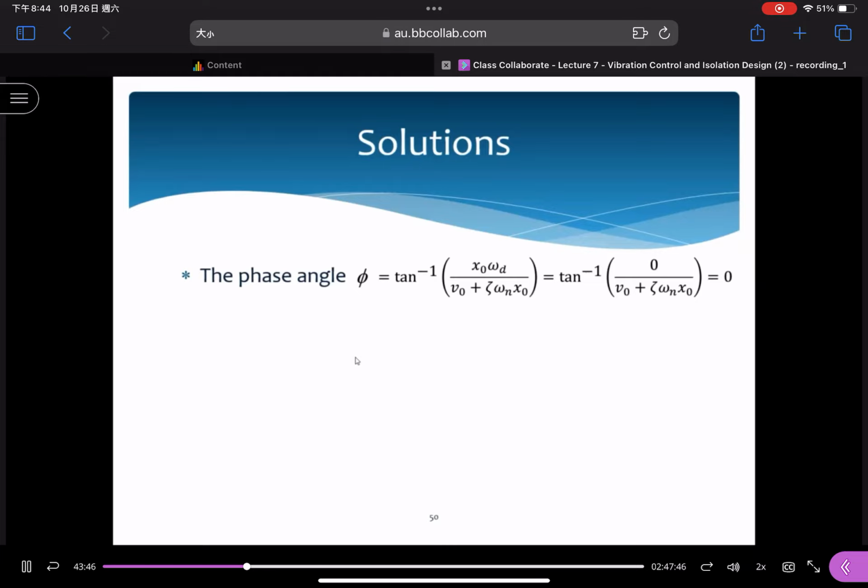Any problem? Because the upper part is equal to 0, no matter how large or how small the lower part is, it is also equal to 0. Arctangent 0 is equal to 0. Okay, once we got the values of amplitude A and the phase angle, we can find out the response.